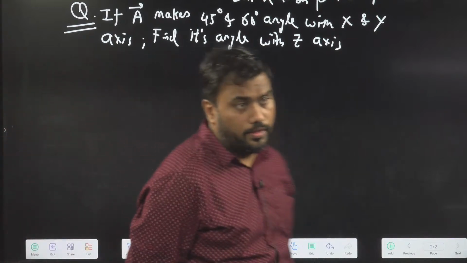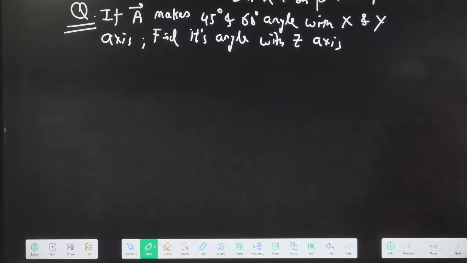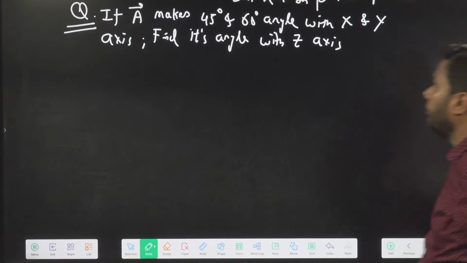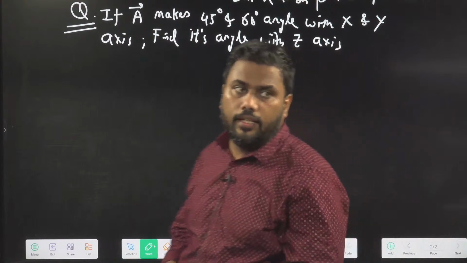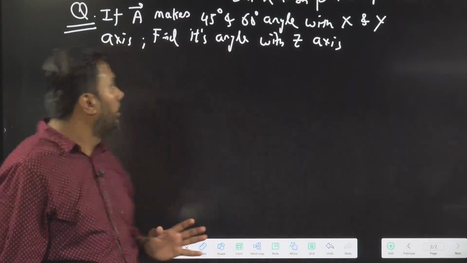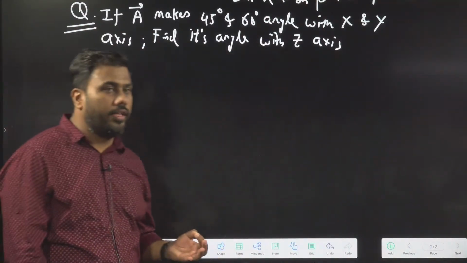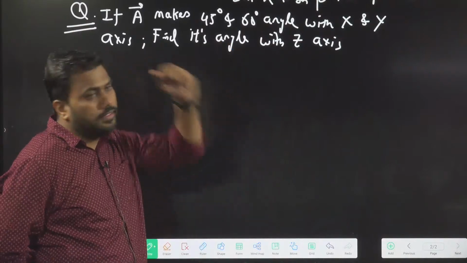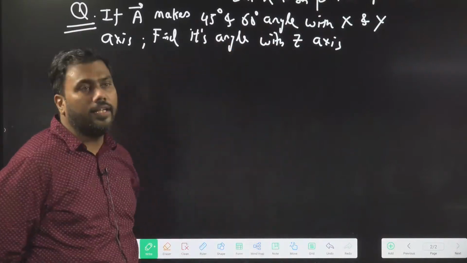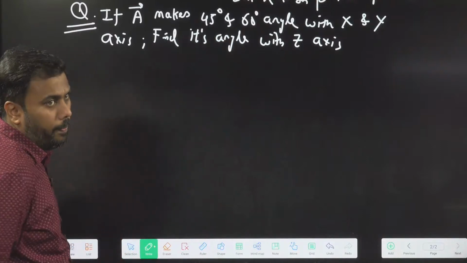Find the angle of the vector with the z axis. The vector is making some angle with the x axis and y axis. Find the angle of the vector with the z axis. Try this. The vector is making 45-degree and 60-degree angles with the x-axis and y-axis. Find the angle of the vector with the z-axis.